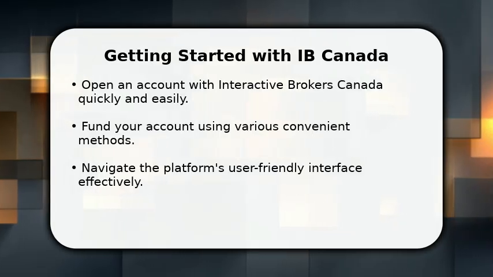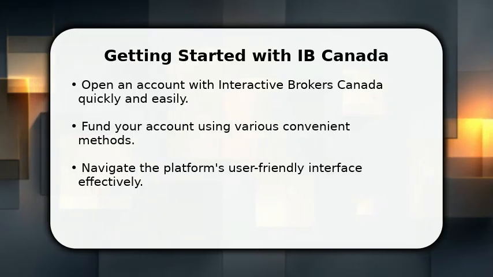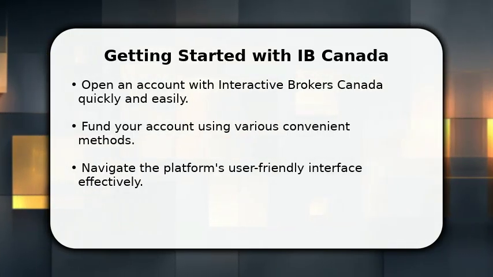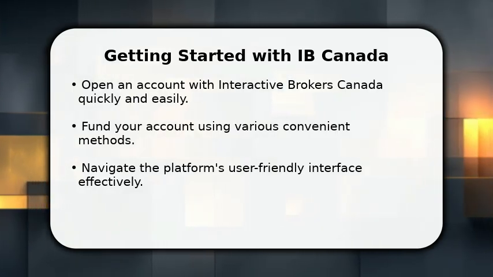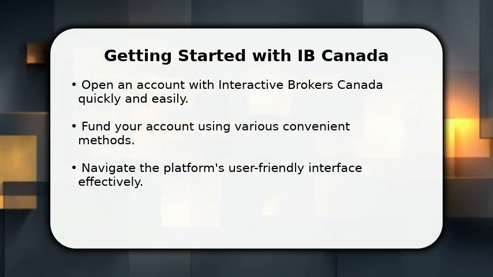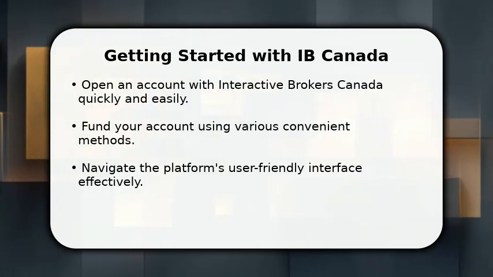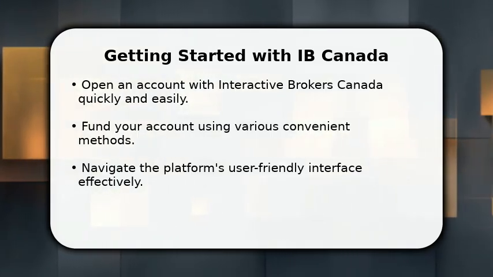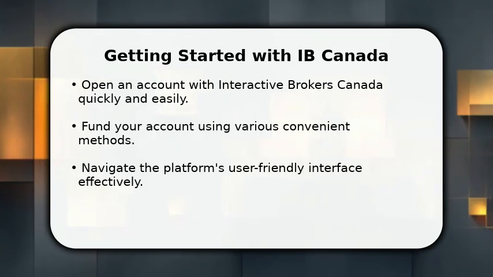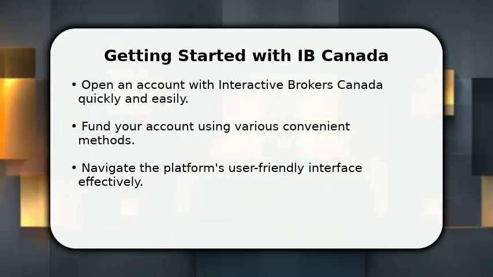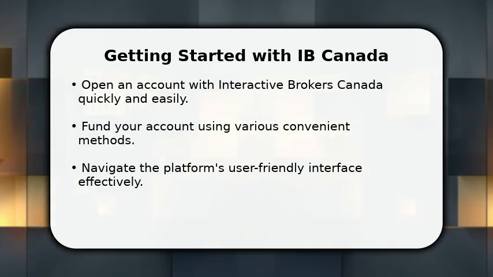In this video, I will explain how to use Interactive Brokers. Opening an account with Interactive Brokers Canada is a straightforward process, typically taking just a few minutes online. You'll need to provide some personal information and verify your identity. Once your account is approved, you can easily fund it using various methods like bank transfers or bill payments. We'll guide you through the initial setup to get you trading quickly.